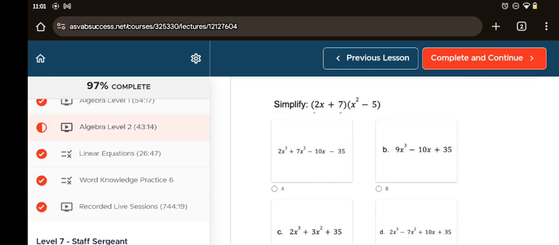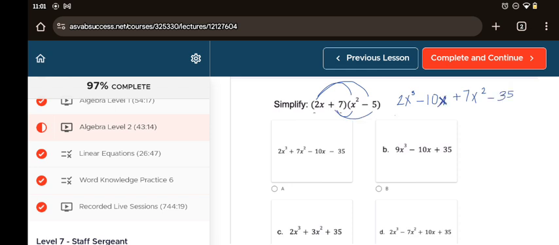So once again, we're FOILing, right? First, outer, inner, last. So first one, 2x times x squared is 2x to the third. Outer, 2x times negative 5, negative 10x. Inner, 7 times x squared, positive 7x squared. And last, 7 times negative 5, negative 35.